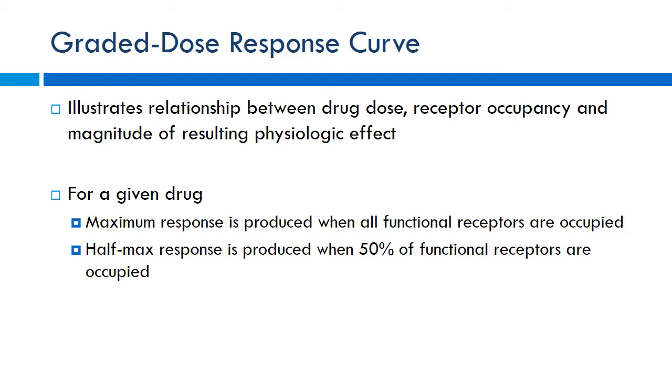Okay, and so for a given drug, the maximum response is going to be produced when all the receptors are bound up. So you can keep adding drug as much as you want, but you're not going to get more receptor activity because they're all bound up. And half of that maximum response, or the efficacy there, should be when half of the receptors are bound up. Okay.